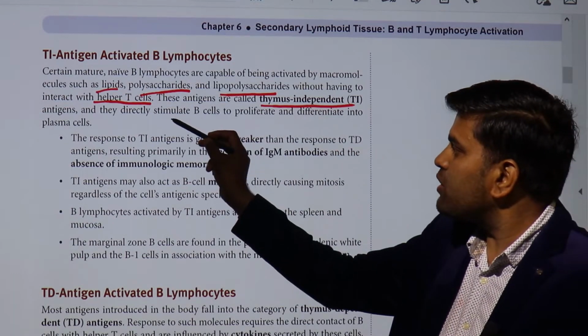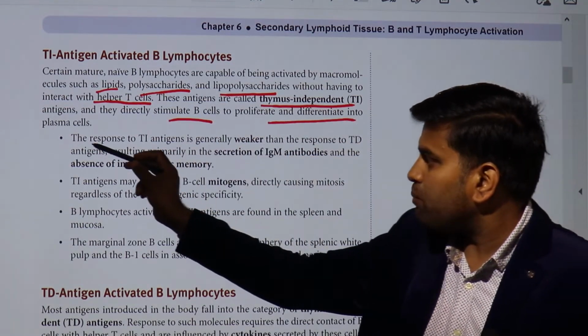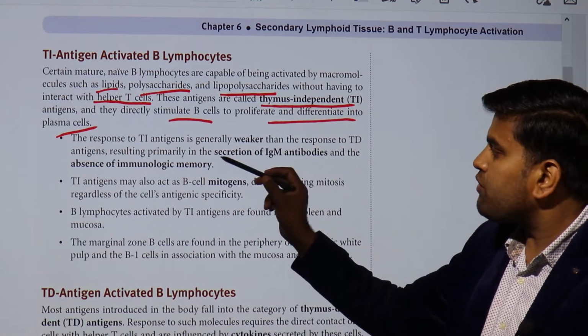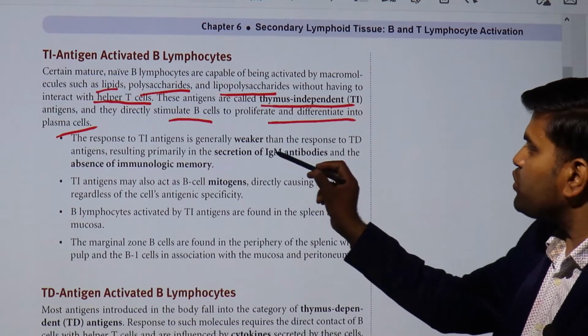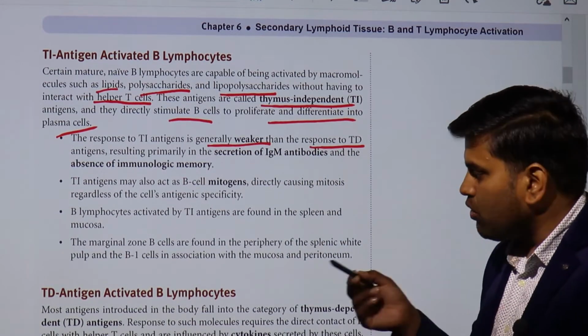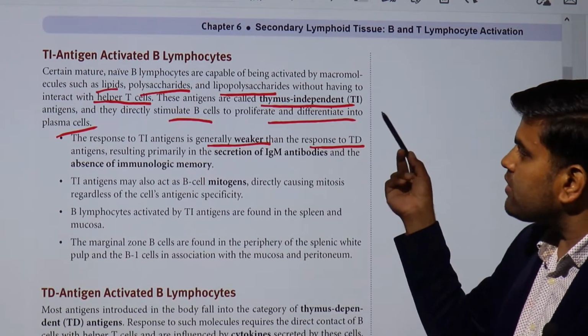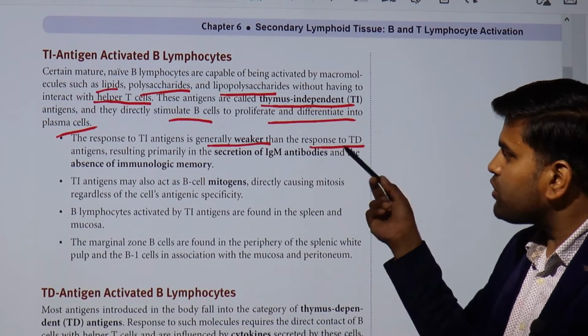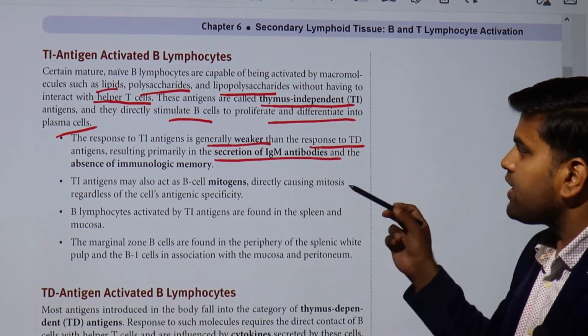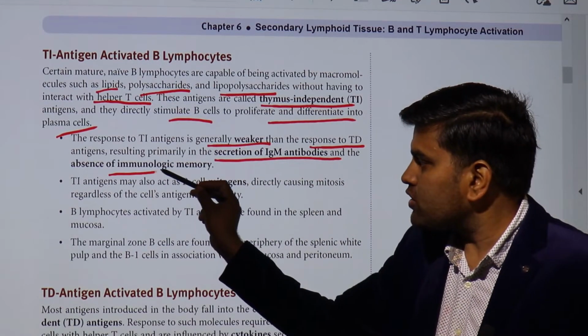They directly stimulate the B cell to proliferate and differentiate into the plasma cell, so there will be antibody formation. The response to Thymus independent antigen is generally weaker than the response to Thymus dependent antigen. Obviously, since there is no involvement of the T cell, there will be a weaker immune response, the primary secretion is IgM antibody, and there is an absence of immunological memory. So this should be clear.